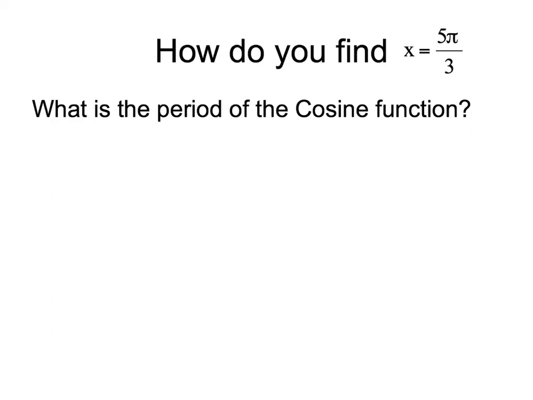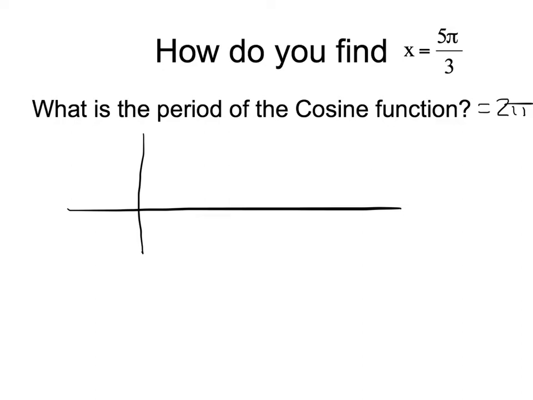A couple things go into play in finding that second angle. One of them is considering the period of the cosine function. And so we know that cosine has a period of 2 pi. And we're also going to take a look at the graph of the cosine function. So that's 2 pi. And we know that cosine goes up to 1 and down to -1. So we start up here, we go down here, over here, back up to here. So this is my cosine graph.